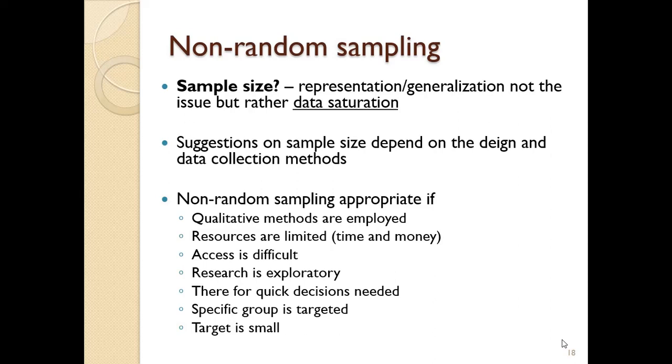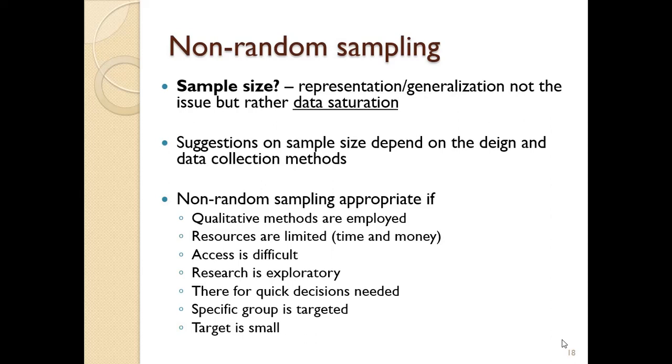So, non-random sampling. As I said earlier, we consider sample size, and the sample size is the representation. Under non-random sampling, sample size does not matter, because we rely more on data saturation, and data saturation means that you collect data qualitatively until you reach a moment when you cannot get new knowledge or new information regarding the questions that you want to answer. When you get to that saturation point, that's when you can stop. Sample size only matters a lot when it comes to random sampling.